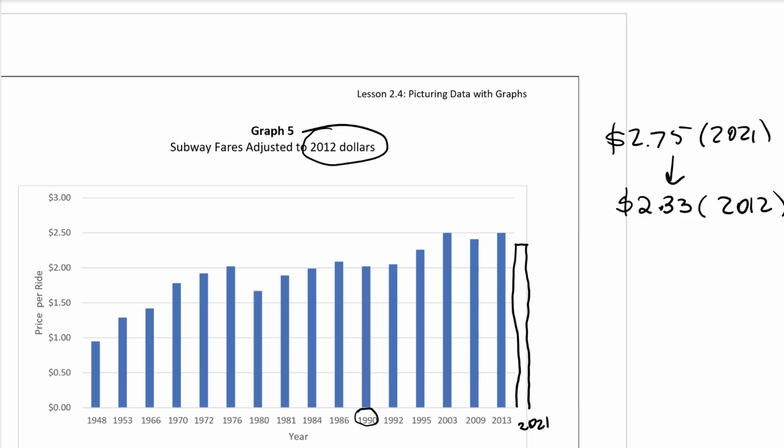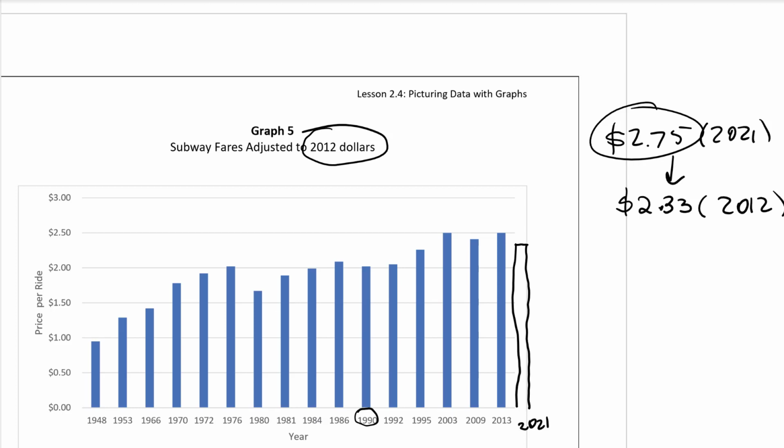Just kind of interesting, right? So it doesn't mean that the cost of the subway right now is $2.33. No, I'm just saying that the amount of stuff that we can buy for $2.75 today, in 2012 we only needed $2.33 to buy exactly the same thing. That's the idea of inflation, that money, as time goes by, loses its value. All right? So things are becoming more and more expensive. But if, for example, the subway ride stays the same, then in a way it becomes cheaper because the inflation goes up.